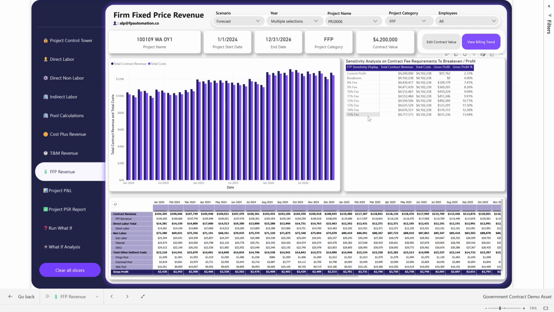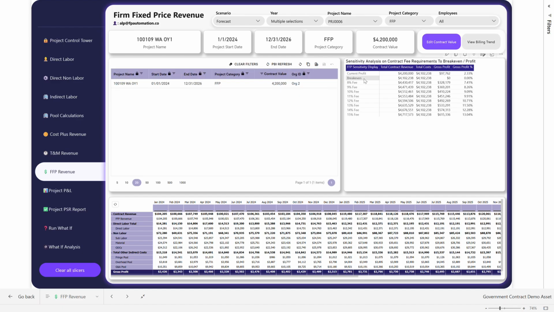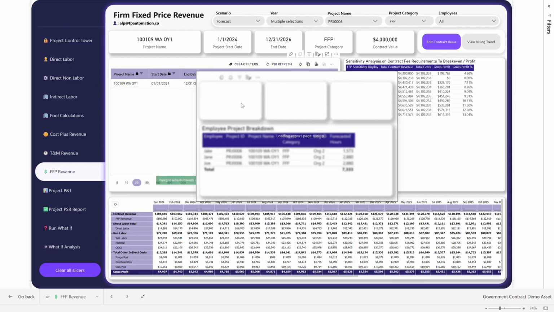What we also have right here is a current profit projection of this project, along with the break even and what a typical fee would look like if we were to charge this particular amount for this project, and what profits could look like overall for the project itself. In addition, we have the ability to edit the contract value for this contract. Say, for example, we wanted to change this to 4.3 million. So again, modeling what that contract value could potentially look like, and then what that would look like.